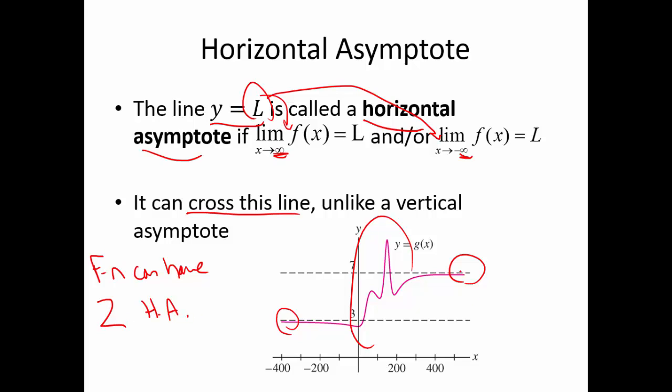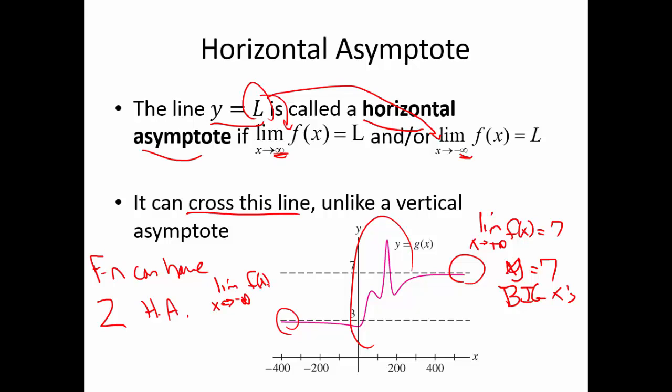In the case of this function, which they define as g of x, notice that the limit as x approaches positive infinity is 7. So we have a horizontal asymptote at y equals 7 for the big values, for the big x's. But then we also have the limit as x approaches negative infinity of f of x comes to be positive 3. So we also have the horizontal asymptote of y equals 3, and that's for small x's.